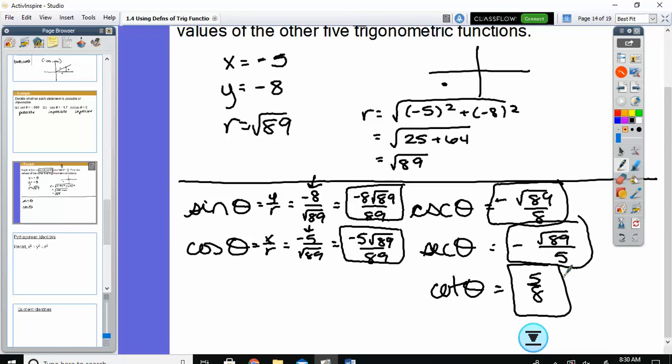Now, one more thing to mention. If at the beginning you didn't make your x and y negative, you can still figure it out at the end if you think about quadrant 3. All students take, so tangent and cotangent are positive, so you would just have to go back and add negatives to your other 4. So that would be another route of doing it. You just have to make sure you have the correct sign on the final answer.